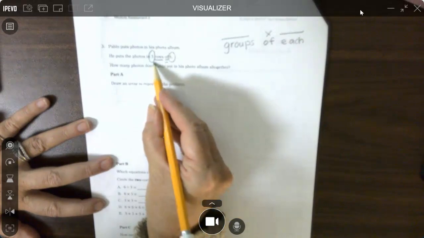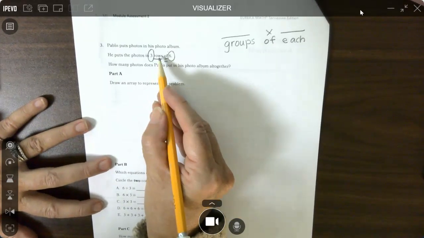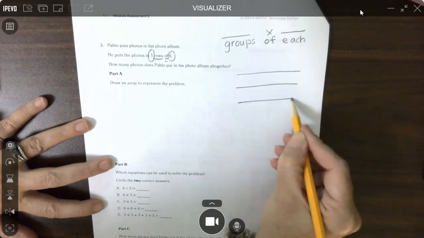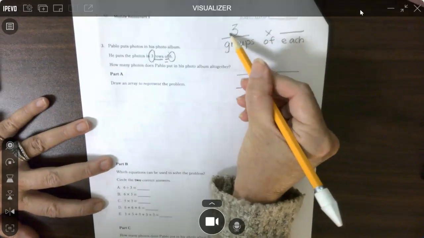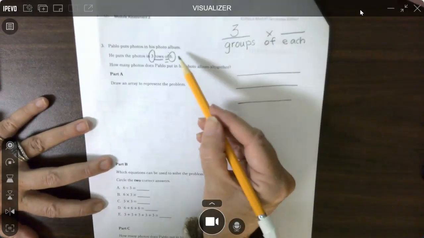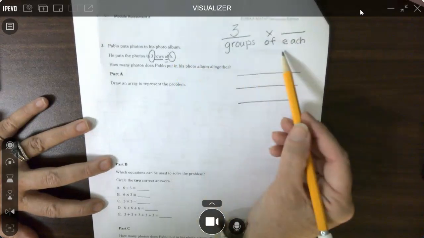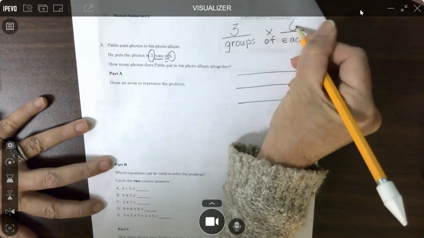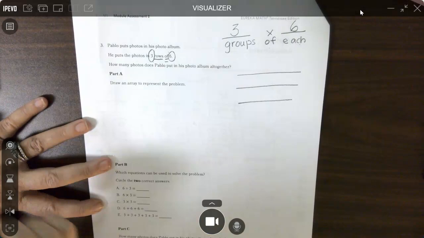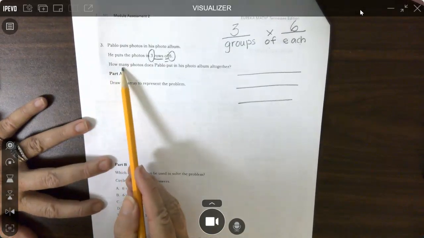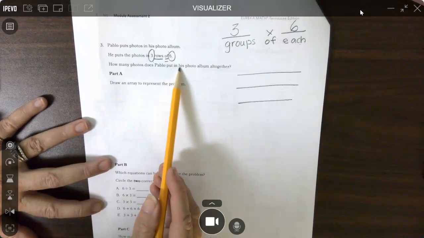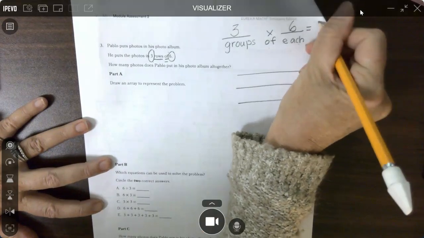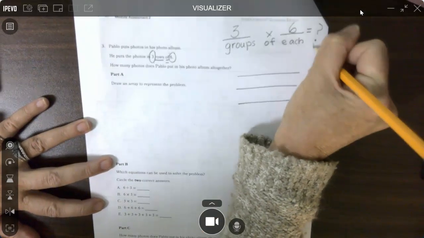In this sentence, it told me I have 3 rows. Here's a row, here's a row, here's a row. Rows are my groups. And then it said I have rows of 6. Of how many are in each row? There are 6 things in each row. The question is, how many photos does Pablo put in his photo album all together? I need to figure that out. The total.